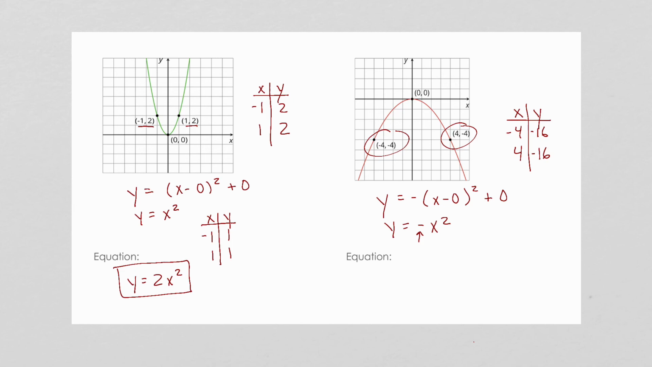So let's see if that works. What if I say that my equation, instead of y equals negative x squared, is y equals negative 1/4 x squared. Then when I put negative 4 and 4 in, I'm going to get negative 4 as my output each time. So this time, our equation is y equals negative 1/4 x squared.